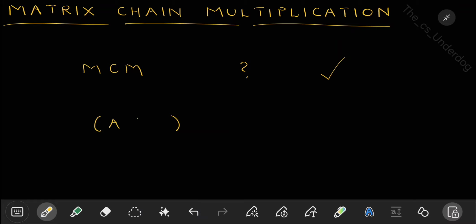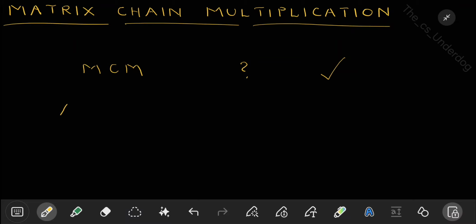matrices. If you have matrices A, B, and C, what is the optimal way of parenthesizing them such that when you multiply these matrices, the total number of scalar multiplications is minimized? This is the aim. What did I mean by this? Let us dive a bit deeper and understand the concept with clarity.